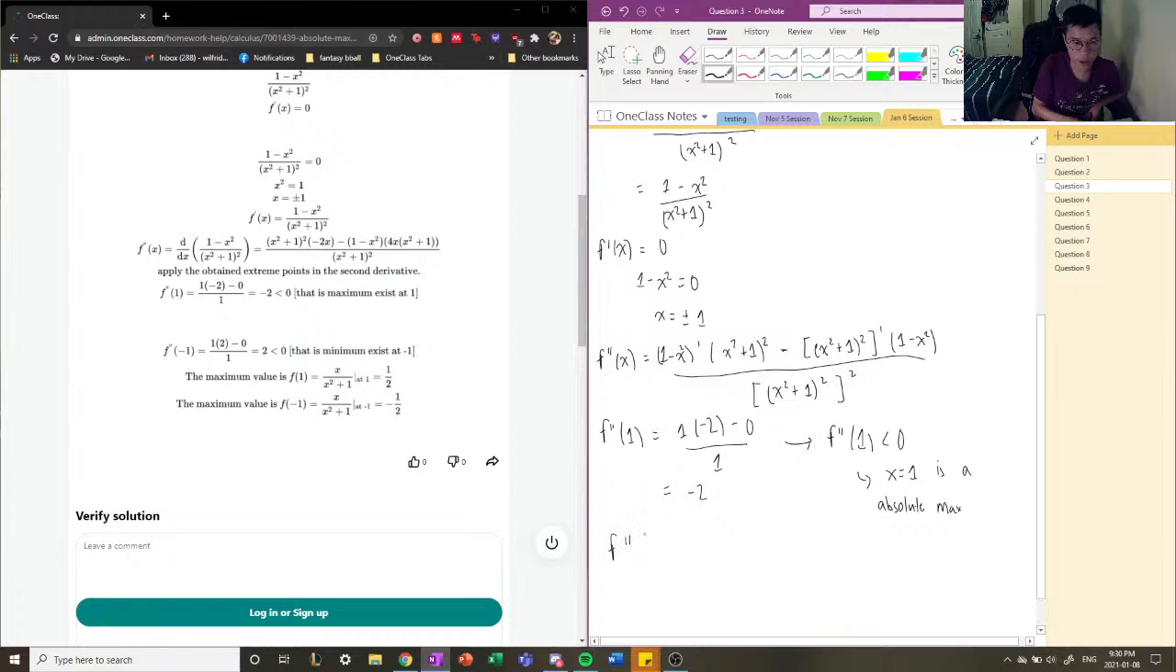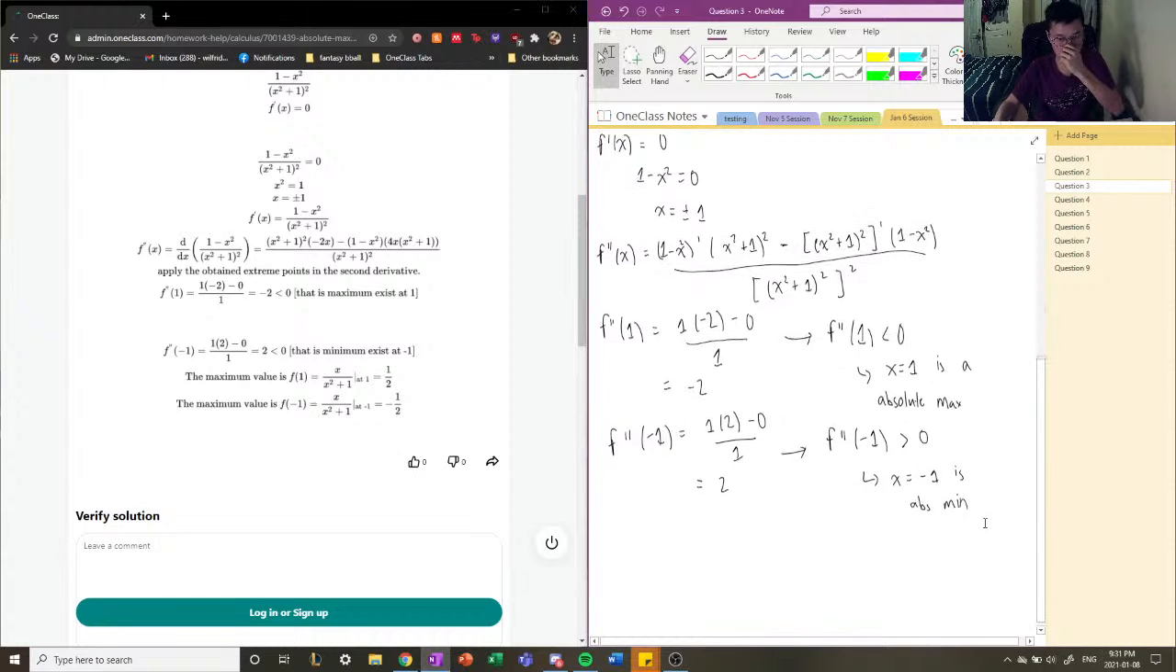Now we're going to check f double prime of negative 1, and this is what we get. We get 1 times 2 minus 0 divided by 1, and that's equal to 2. So therefore, f double prime of negative 1 is greater than 0. x equals negative 1 is an absolute min.